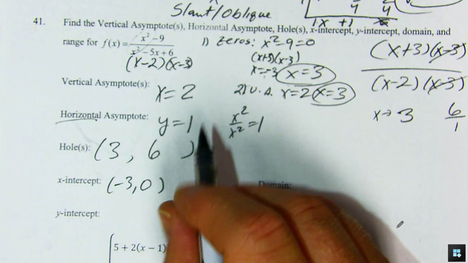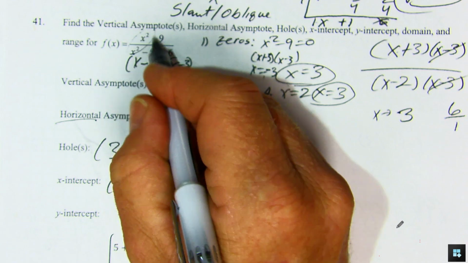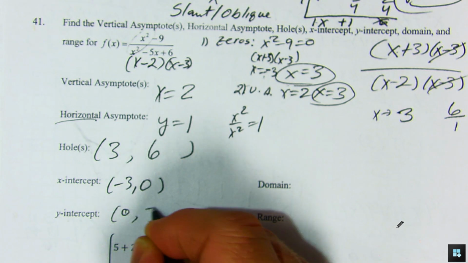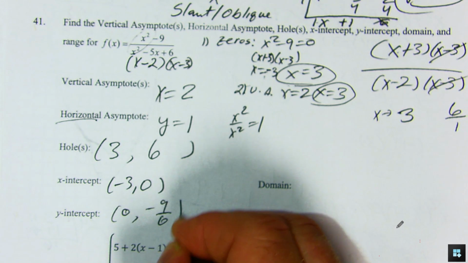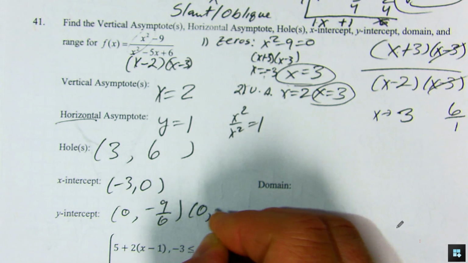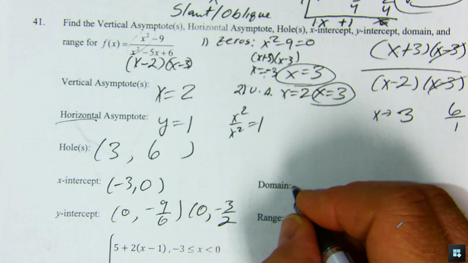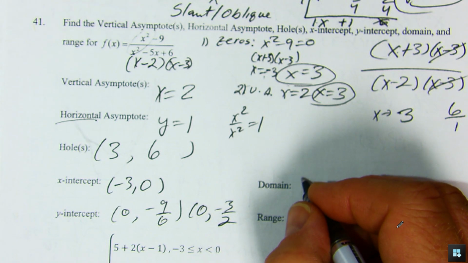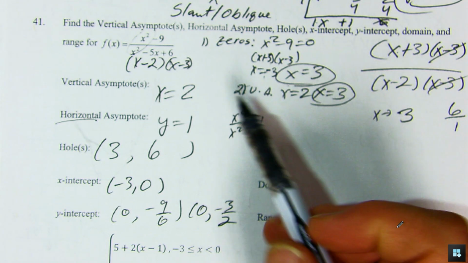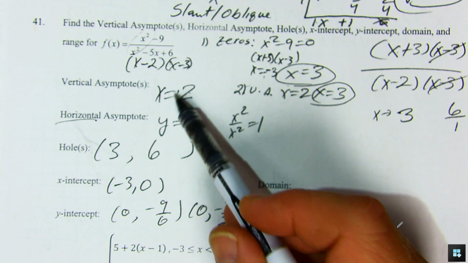X-intercept is at negative 3, 0. Y-intercept, if I plug 0 in, I get negative 9 over 6. Or you could say that that's 0 and negative 3 halves. The domain. So my domain can be anything but where there's a break. And there's going to be a break at the vertical asymptote and then the hole.